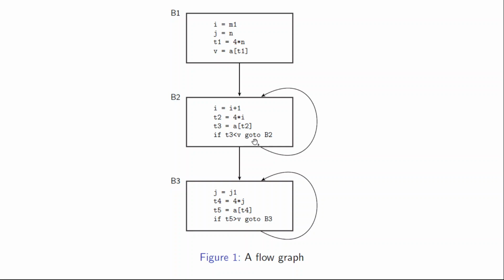Now you will also find that the last statement of B2 is actually testing a condition. If the condition is true, it takes you to the first statement of B2. So there should be a self loop from B2 to B2. In a similar way, you can also justify the presence of the self loop from B3 to B3.